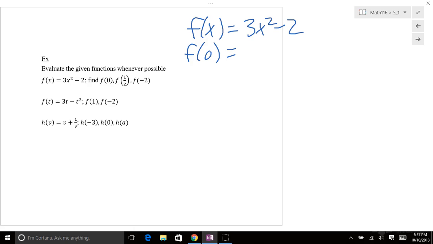So here we're plugging 0 in for x, and that's all we do. Make sure you do the exponent first. So 0 squared is 0.